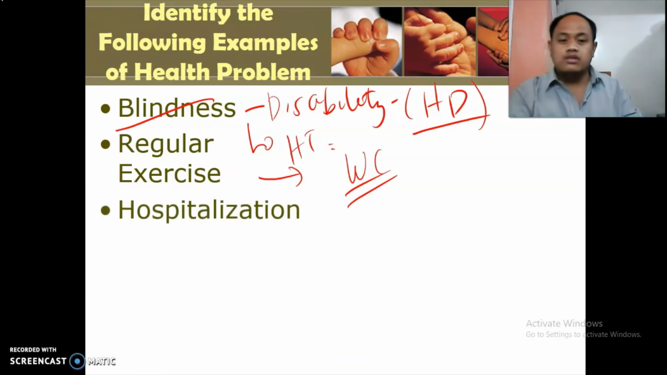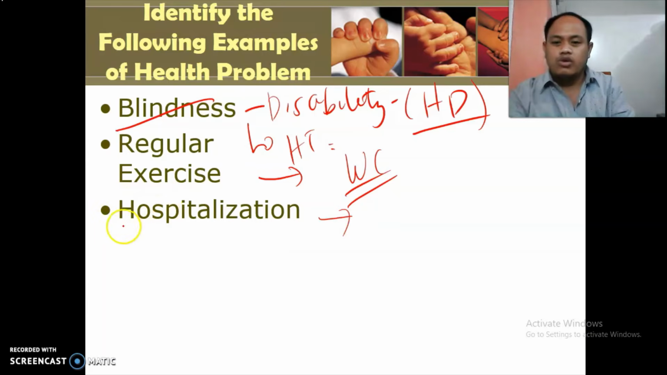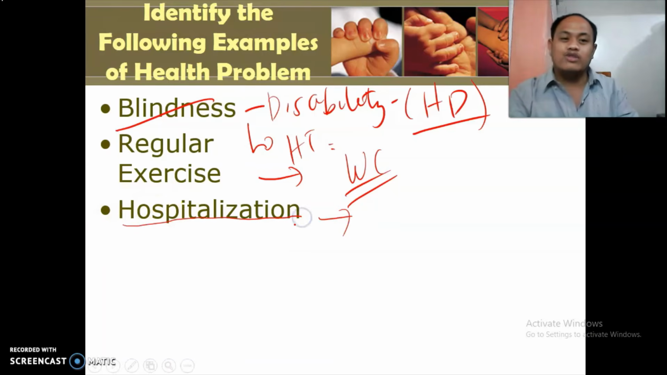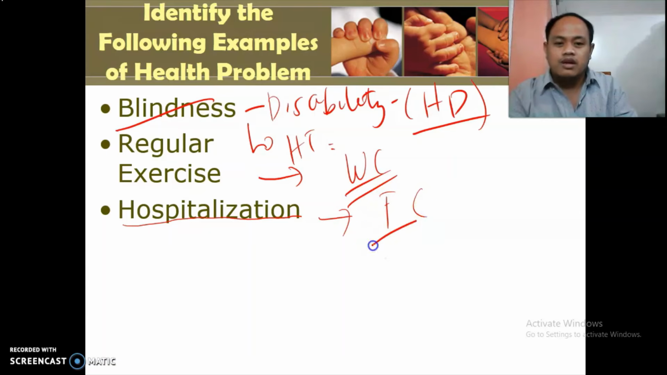Okay, another one is hospitalization. Okay, so the word itself, hospitalization, we are referring to a person or a member of the family who was hospitalized. Okay, so is it a wellness, a health deficit, a health threat, or a foreseeable crisis? Okay, so this is an example. Okay, hospitalization is an example of your foreseeable crisis.